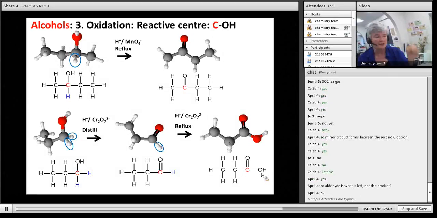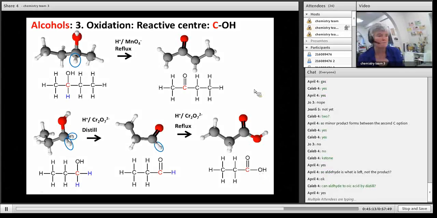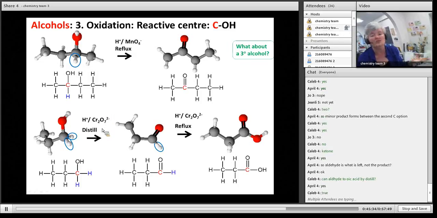Okay, and I have it under reflux, so as the aldehyde boils off, which it will, remember the reflux column, it cools down so it can drop back in again, and it'll then react. Okay, so can aldehyde go to carboxylic acid? Yes. No, you don't do aldehyde to the carboxylic acid by distillation. It's always by reflux. Because if the aldehyde distills off, it's not going to react further because you've taken it away, you've removed it from the dichromate. So there's no oxidant there to oxidize it further.